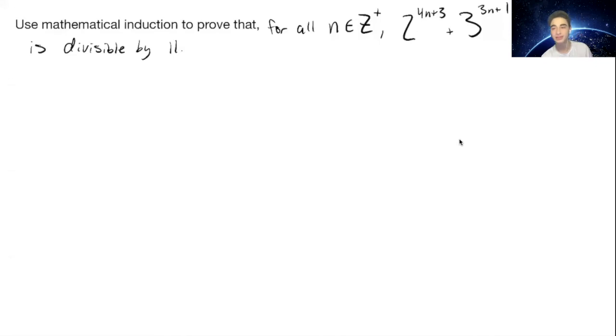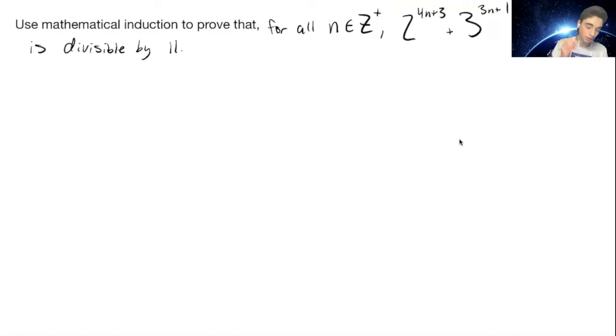So as you can see, I started typing it, but then I realized I can't type all this stuff. So let's read it. Use mathematical induction to prove that for all n elements of positive integers, 2 to the 4n plus 3 plus 3 to the 3n plus 1 is divisible by 11. Basically that just tells us n is an element of all integers that are greater than 0. Positive integers, simple. Z stands for integers. Never mind that.